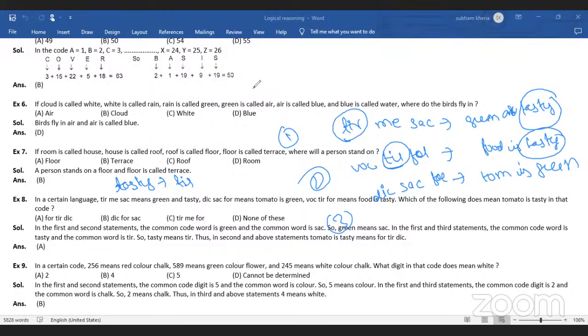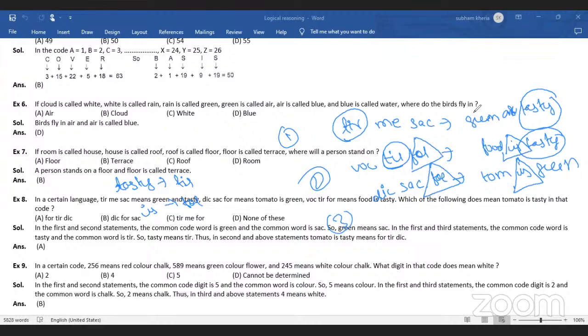Did everyone understand this? The code of tasty will be ter. Okay. First and second done. Now let's compare second and third. In second and third, food is tasty, tomato is green. One more common. What is common? Is. Use a different figure so that you don't get confused. Make is a triangle. And what is the common code? For. So make for a triangle. That means for means is. Okay?